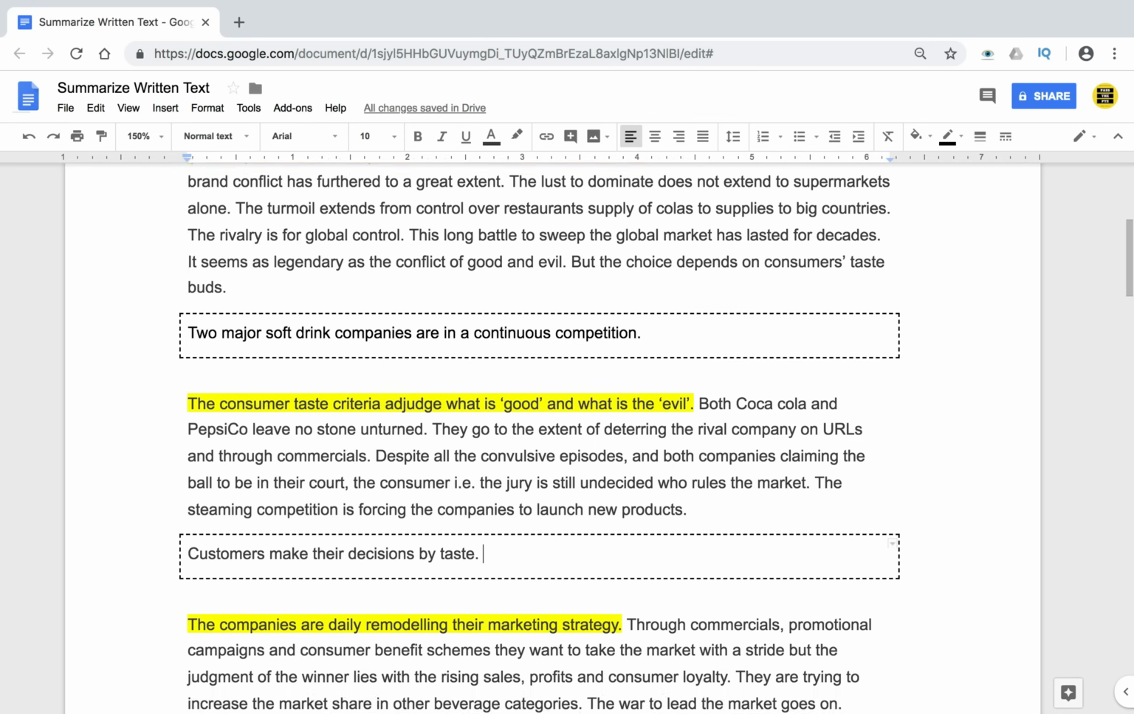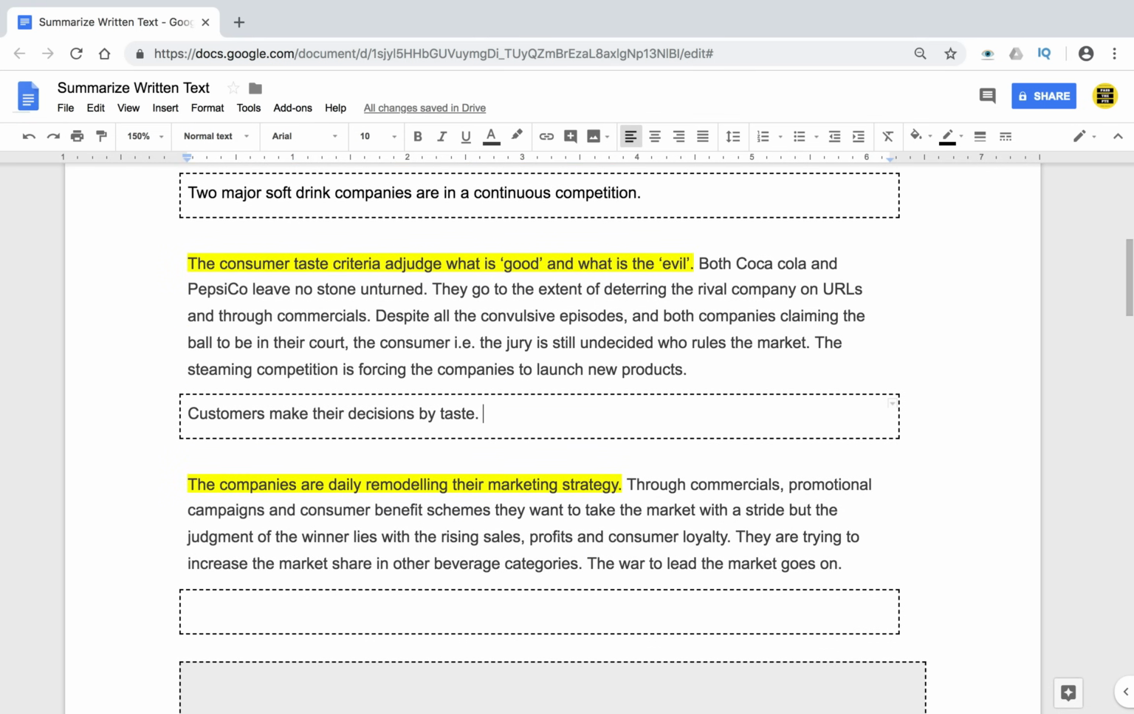Okay, so let's go down to the third sentence, but I want you to see the sentence above. In the first sentence, we talked about companies and competition. In the second sentence, we talked about customers, decisions, and taste. Those are all the nouns. So in the third sentence, we need to talk about one of those nouns. That's a lot of options. So I'll read the sentence and pretty much afterwards, I think we can determine which one we're going to be talking about. The companies are daily remodeling their marketing strategy. So right away, I can see we're going to talk about companies.